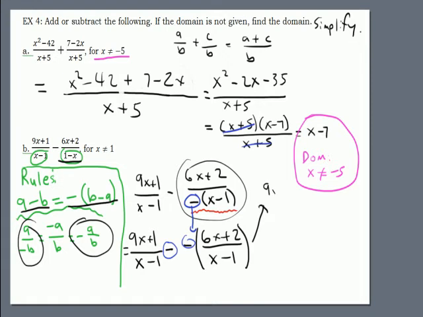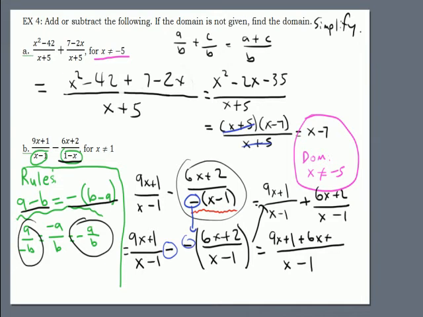So I've got this as (9x plus 1) over (x minus 2) plus (6x plus 2) over (x minus 1). That was lots of setup to get to this, but now I've got something pretty easy to deal with. So continuing on from this top line, I've got a common denominator already. The x minus 1 is my common denominator. I just need to deal with the 9x plus 1 plus 6x plus 2.